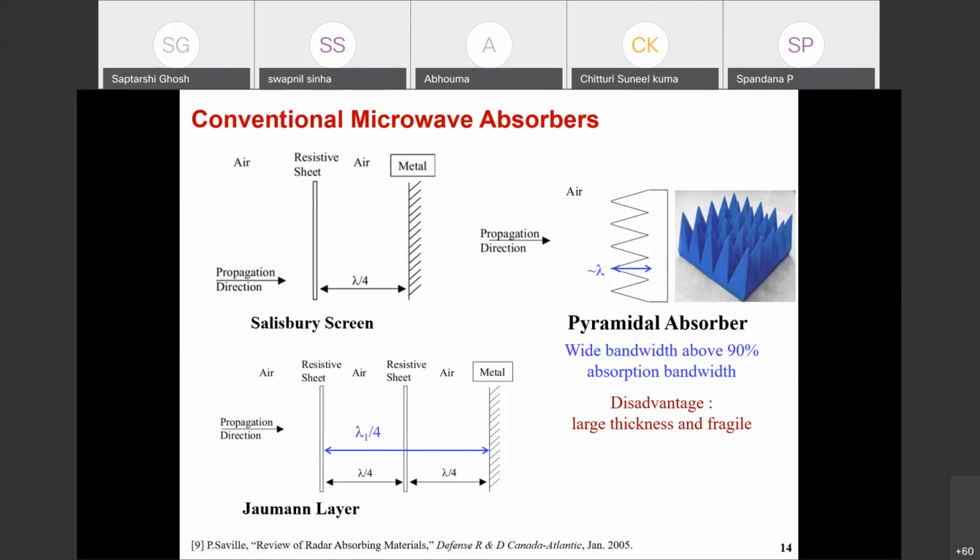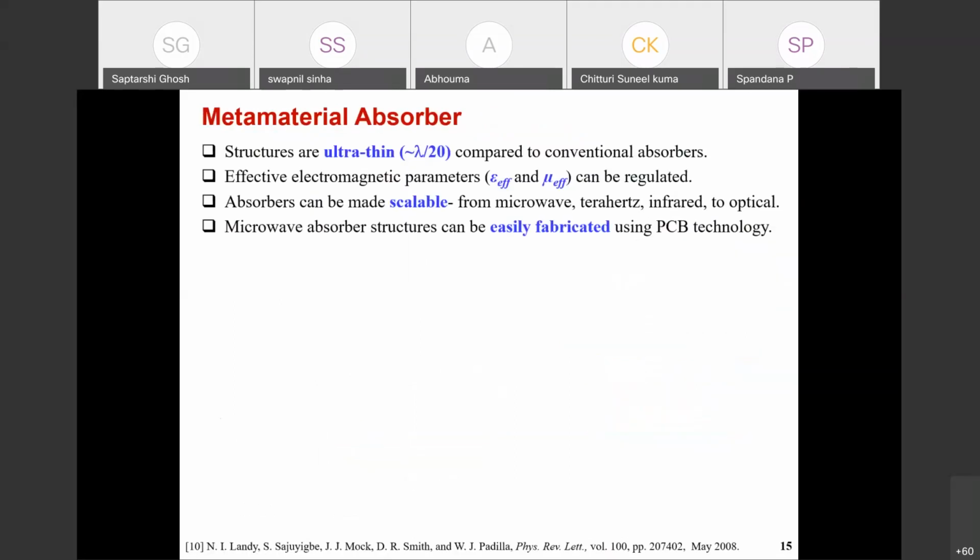And the second point is that this type of carbonyl powder based absorber is fragile, and hence a little bit less durable. So then people came up with the metamaterial absorber, where almost all the above disadvantages can be reduced significantly. How? The metamaterial absorber structure is ultra thin, the thickness is almost of the order of lambda by 20 to lambda by 50 based on the frequency. It can be made scalable, that means the structures can be made from microwave to terahertz, even in the optical frequency, while keeping the concept. You only need to change the geometry or the metamaterial specification, but the underlying concept can be kept constant. And in the microwave structure particularly, it can be done in a very low cost way by using PCB etching.